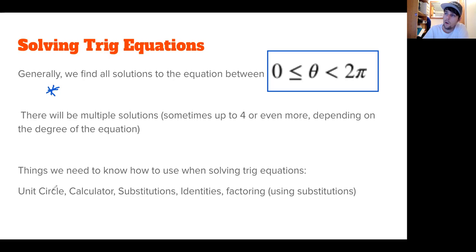Some things we're going to need to know how to use and be able to do when we're solving these: making sure we're pretty fluent with the unit circle, so we know where to find certain ratios on the unit circle. Using our calculator, sometimes it may be necessary to use the inverse trig functions to approximate some solutions. Substitutions, we're going to be making substitutions sometimes to help us solve these equations a bit easier. Working with the identities, so Pythagorean identities, quotient identities, reciprocal identities, all those things may need to be applied to change our equation to a more solvable form. And factoring, all kinds of different factoring may come up. We'll look at a few common ones here today.